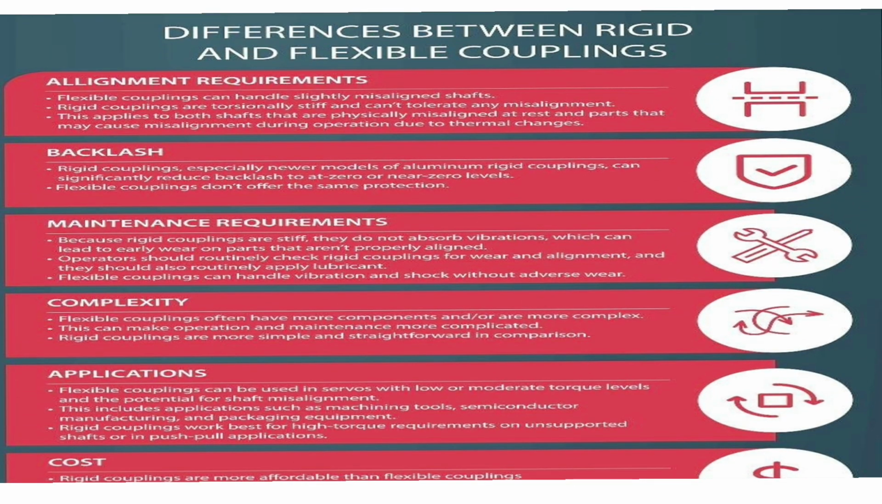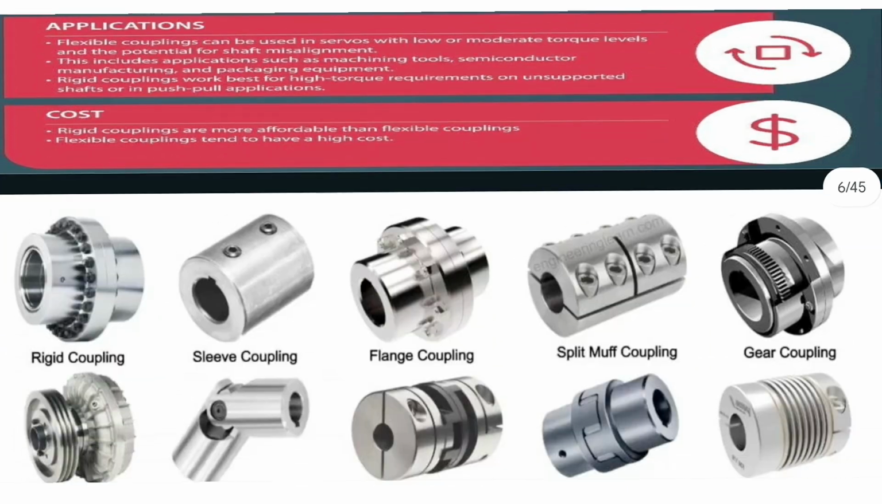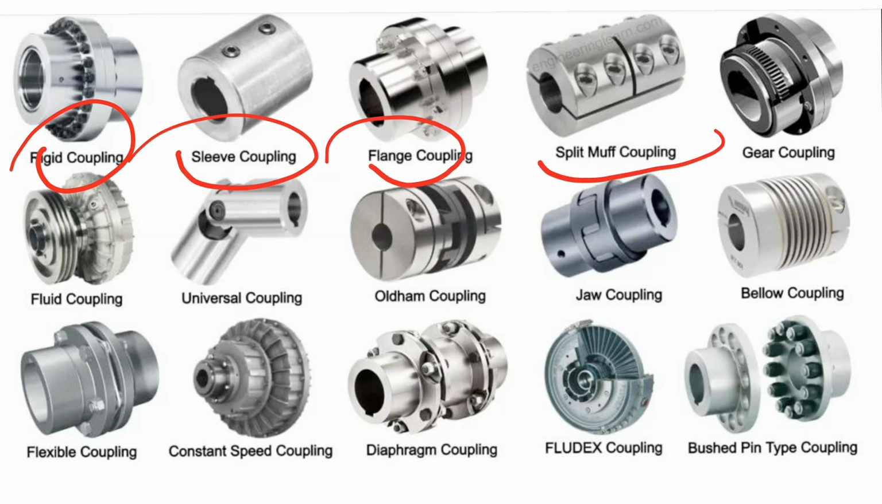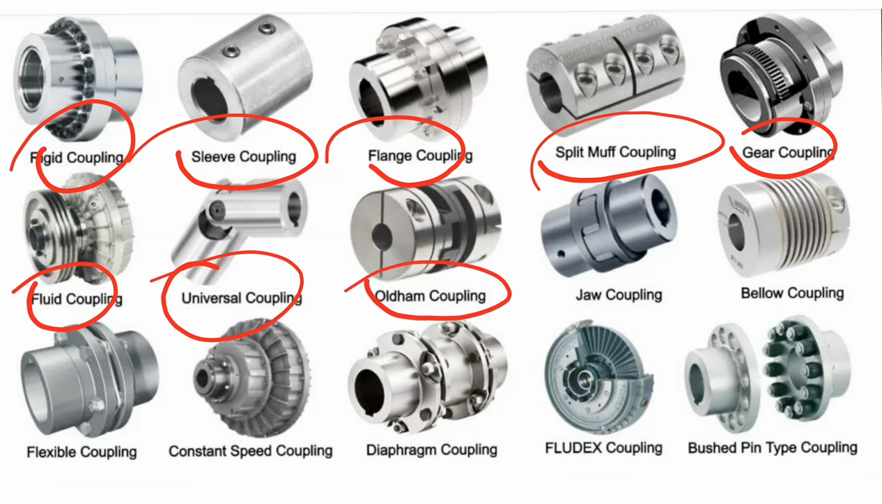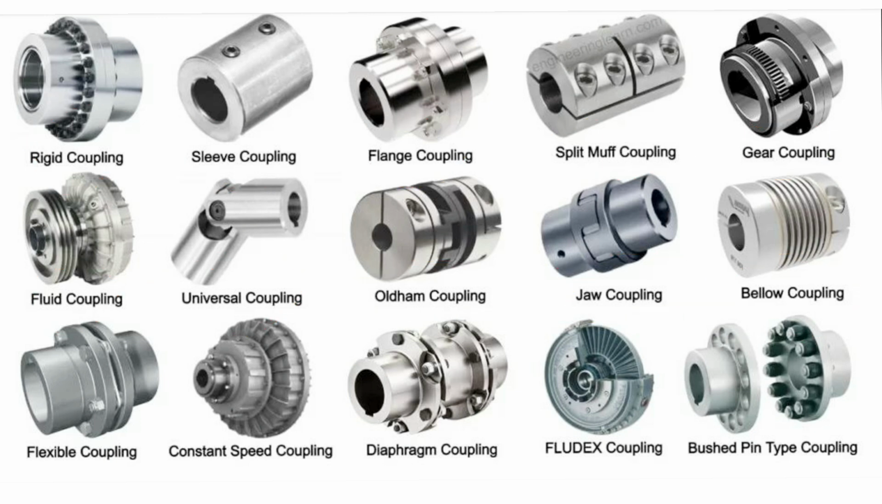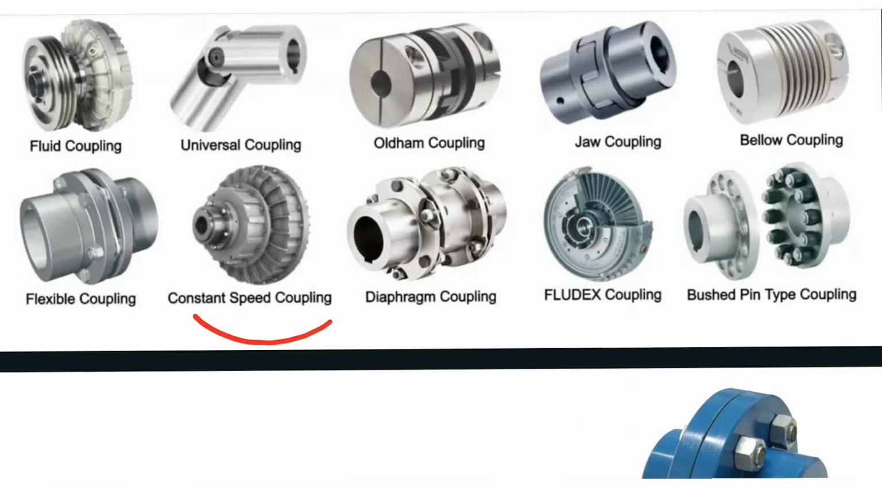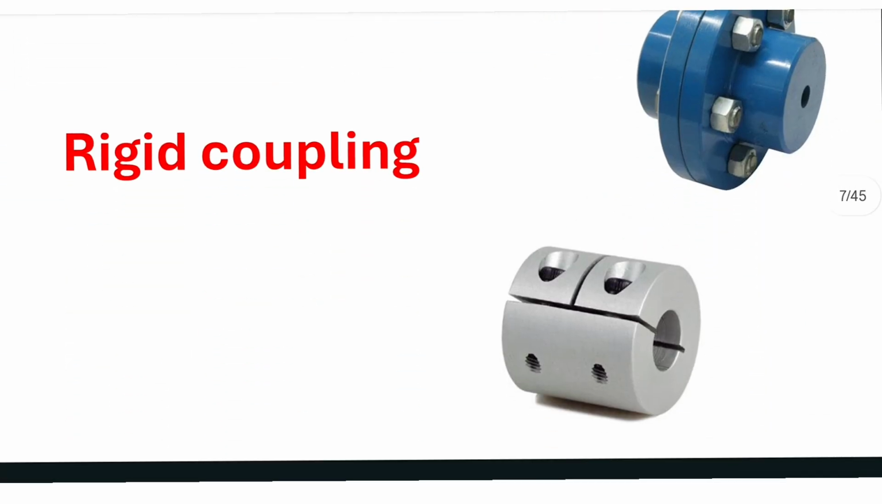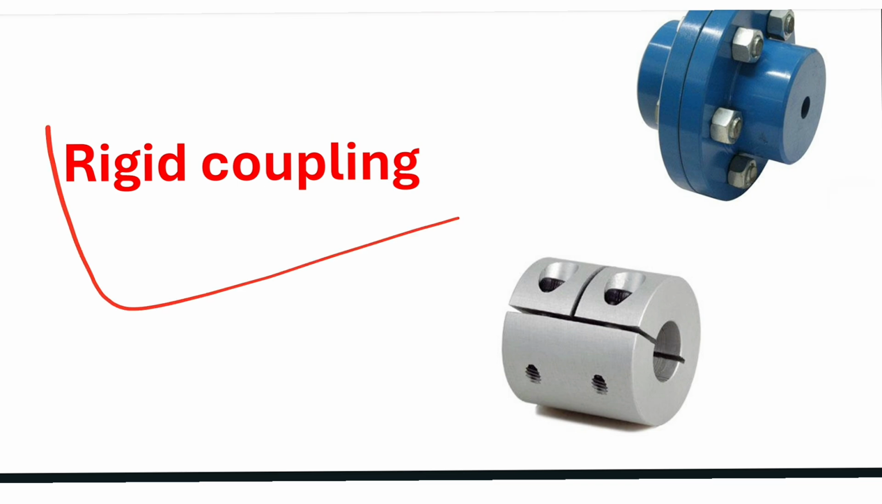Okay, difference between rigid and flexible coupling. So let's start and see. Alignment requirement, you can see this. Okay, so you can look at all the couplings. First is rigid coupling, second slip coupling, flange coupling, split muff coupling, gear coupling, fluid coupling, universal coupling, Oldham coupling, jaw coupling, bellow coupling, and next flexible coupling, constant speed coupling, diaphragm coupling, fluid coupling, and bush pin coupling, tire coupling. Okay, so let's get started and see the rigid coupling.